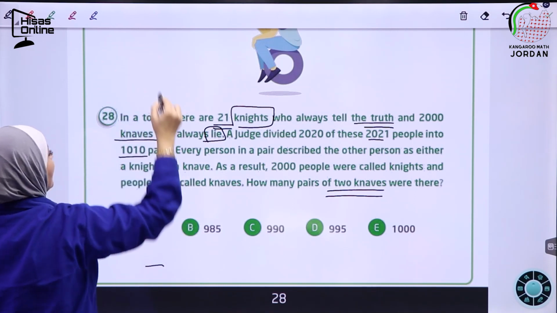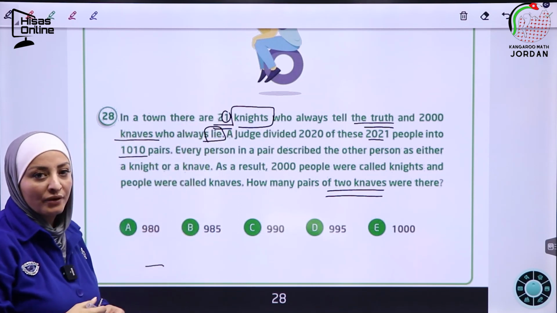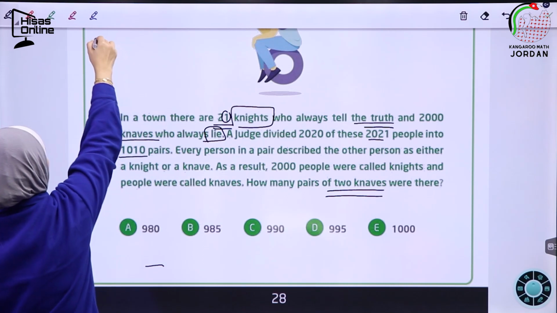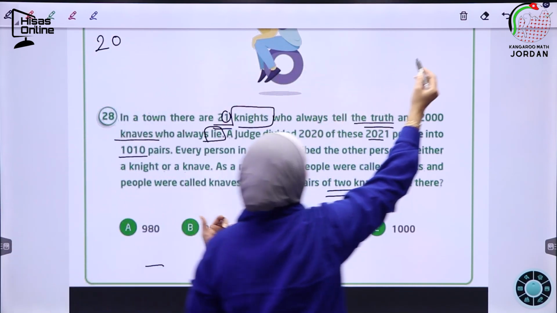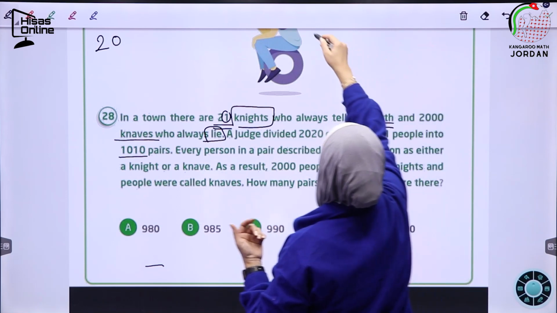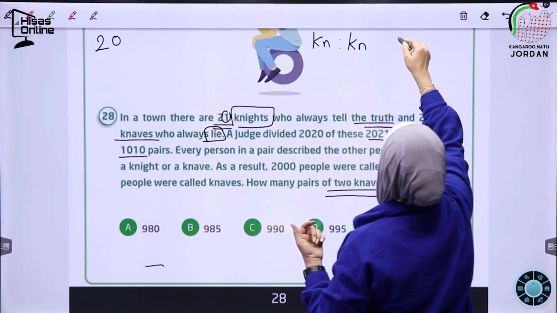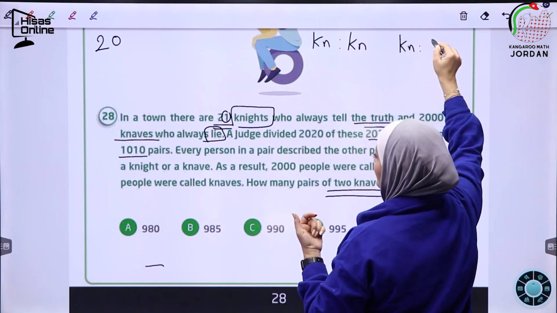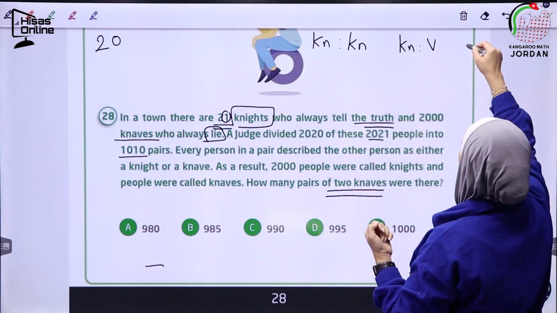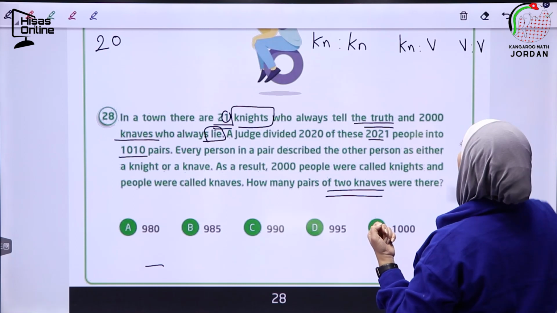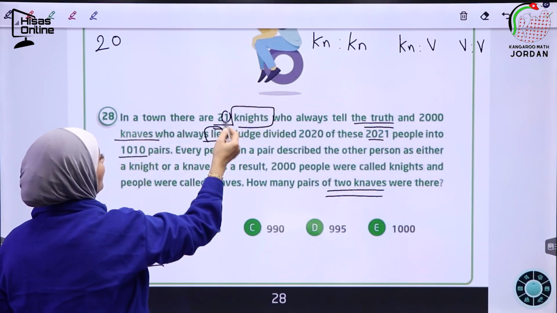First of all, we have 20 knights, as long as we took one from the 2021, so let's assume we have 20 knights. Before we start, let me tell you the pairs that we can have. Either we have knight to knight, or knight to knave, or knave to knave. We have three options of this. We're going to divide the 20.